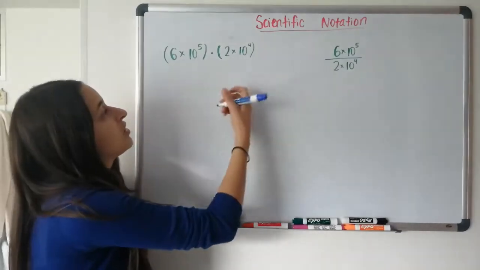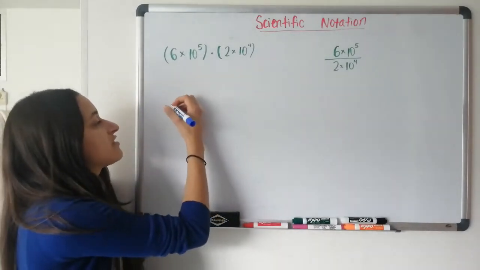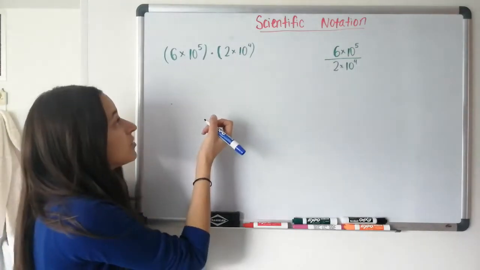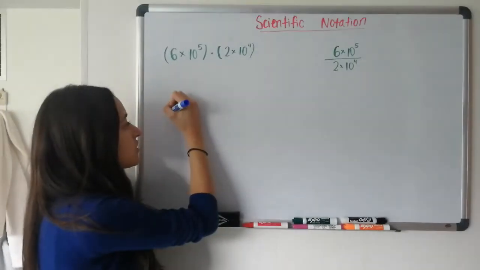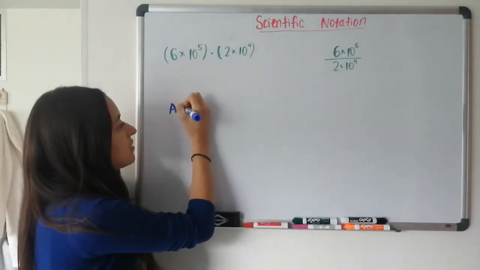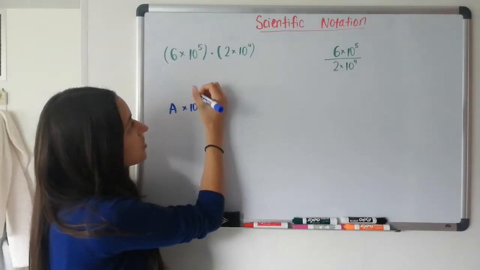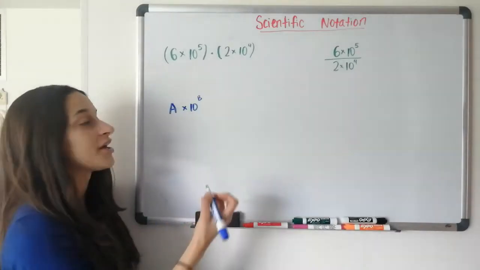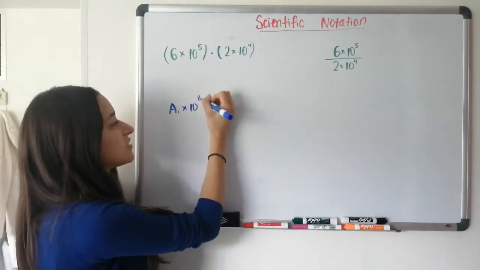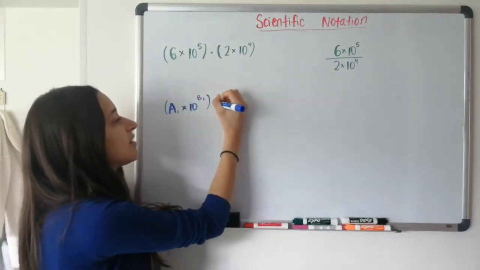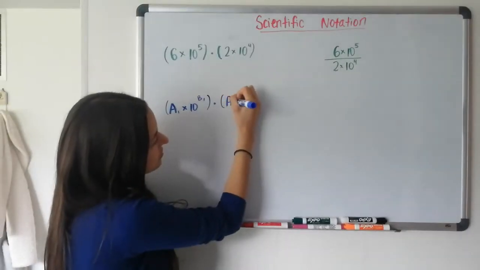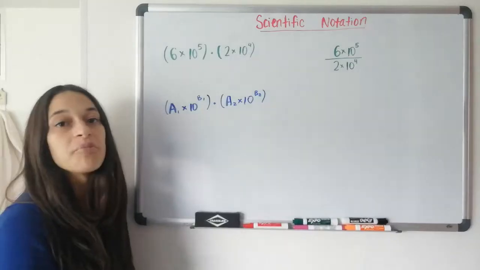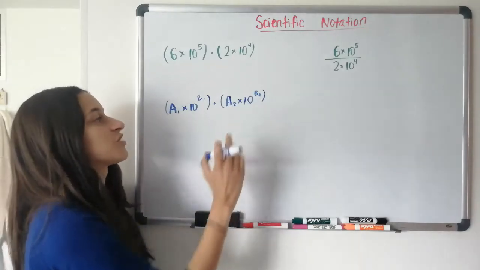If you remember from the previous video, every scientific notation number is a single number, or a number with a decimal point, which we can call A, times 10 to the B. So if we have two numbers and we want to multiply them, we can call this A1 times 10 to the B1 times A2 times 10 to the B2. A and B are just numbers. And we want to know how to multiply something like this.